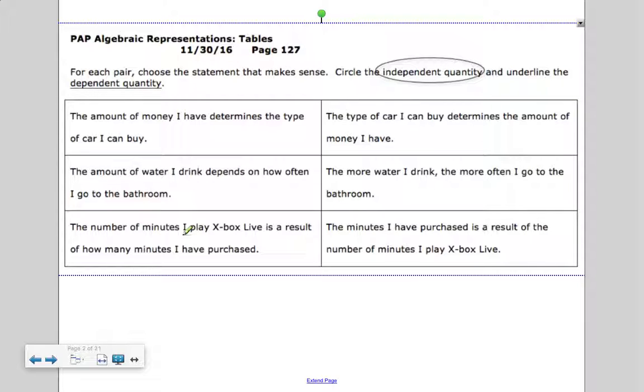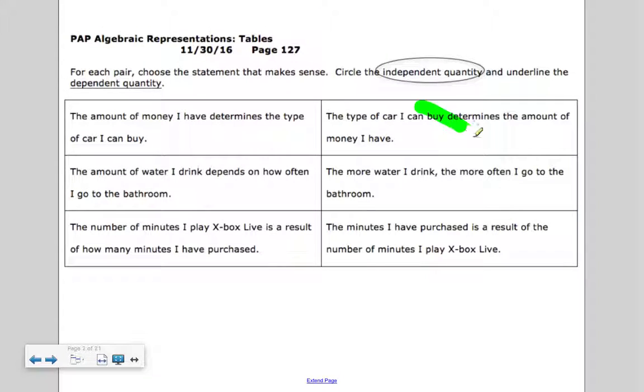So first of all, let's figure out which one makes sense. The amount of money I have determines the type of car I can buy. Does it make sense? The more money I have, the better car I can buy. I think that makes sense. The type of car I can buy determines the amount of money I have. If I buy a cheap car, that tells you how much money I'm going to make. I don't think that makes sense. X. So the first one makes sense.